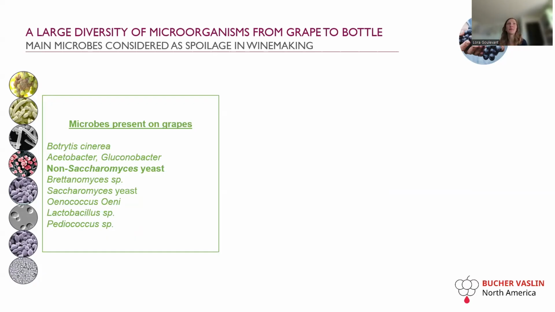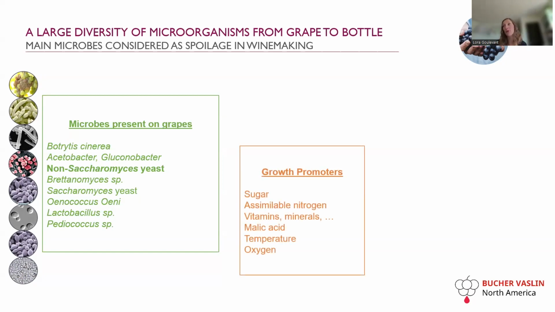So that's a lot of different microorganisms, but it's like in every medium, in food science, in nature, on animals, on us, it's pretty natural. There is a natural balance of different microorganisms, but some of them can be more impactful for the wine than others. They have different growth promoters, such as sugar, nitrogen, some vitamins, other minerals, different acids. The temperature can definitely help those microorganisms to develop. Oxygen can also be a growth factor for some of them.